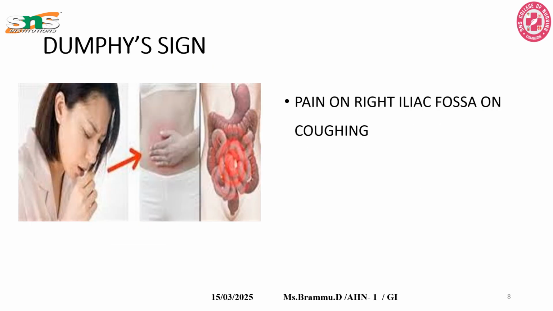The next common sign which we can see in appendicitis is the Dumpy sign. Pain is present whenever the patient is coughing, and the pain you can see is mostly on the McBurney's point, that is the right iliac, very close to the right anterior iliac fossa.